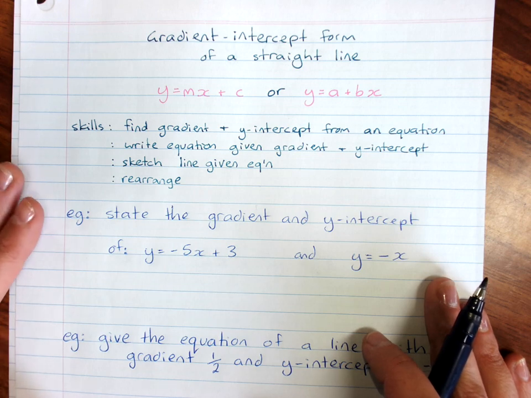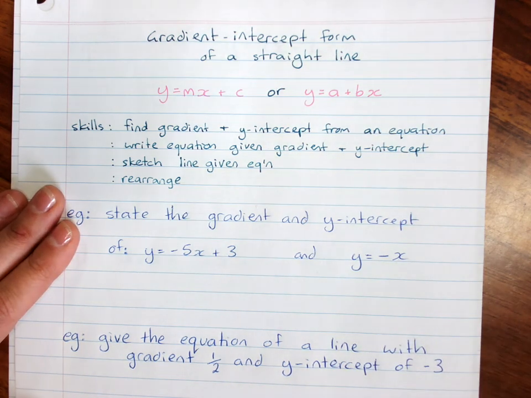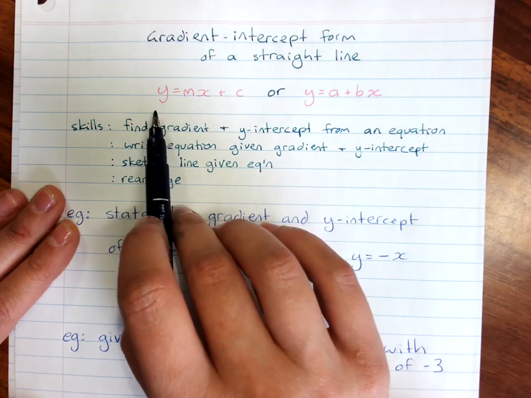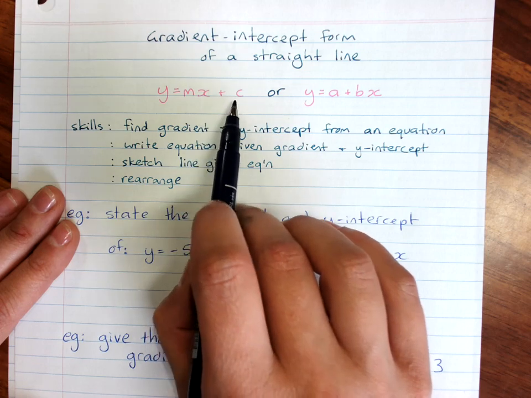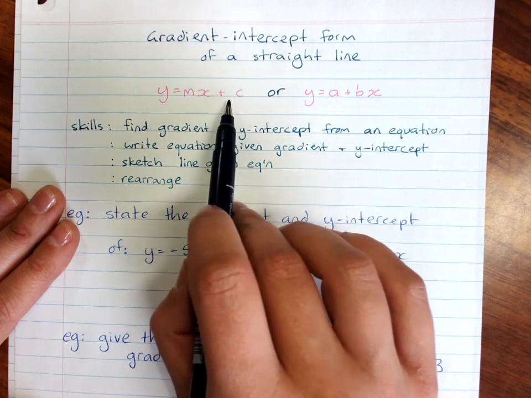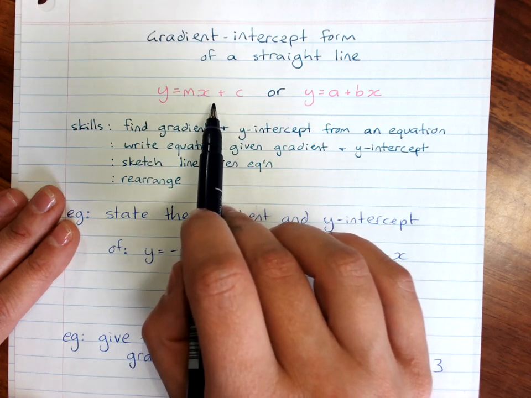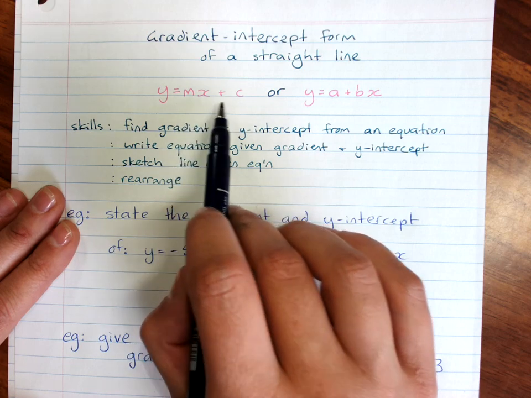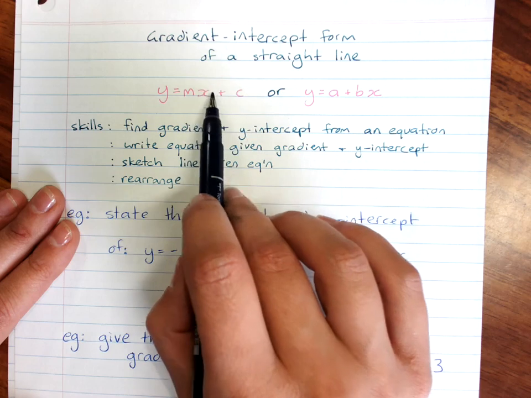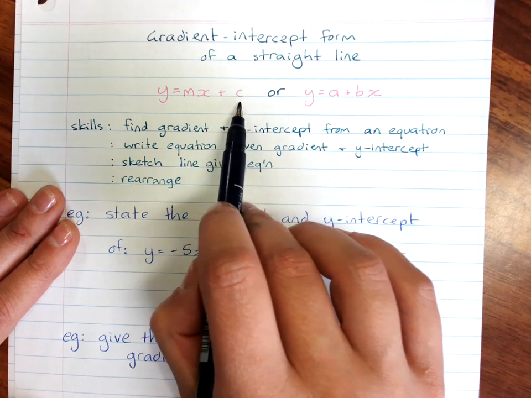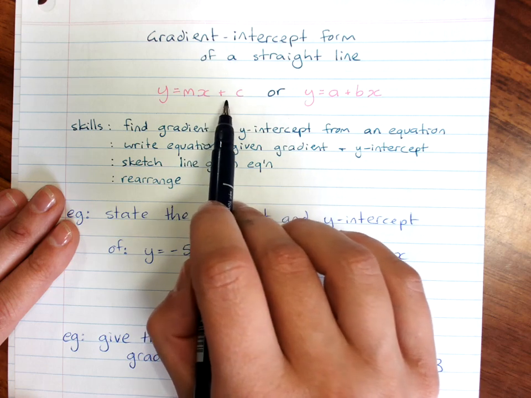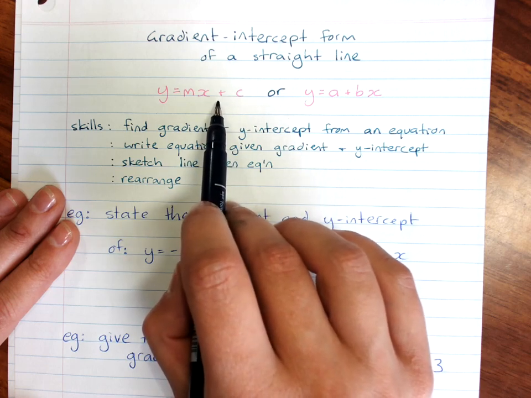The gradient and intercept form of a straight line. Any straight line has the basic equation y equals mx plus c. We used to call it y equals mx plus b, where the coefficient of x is the gradient of the line and the constant on its own, c or b here, is the y-intercept, that is where the line cuts through the y-axis.